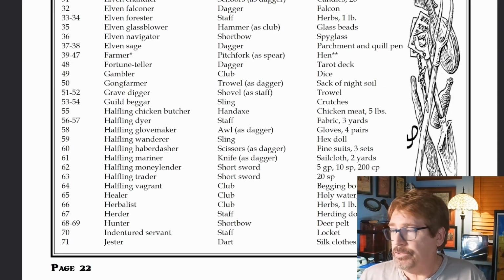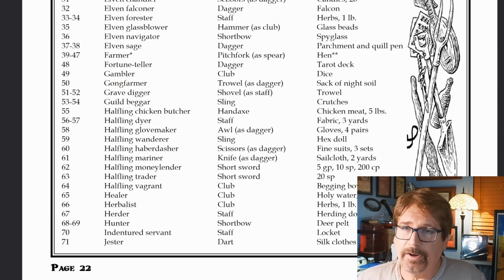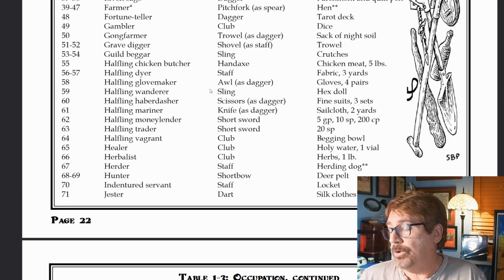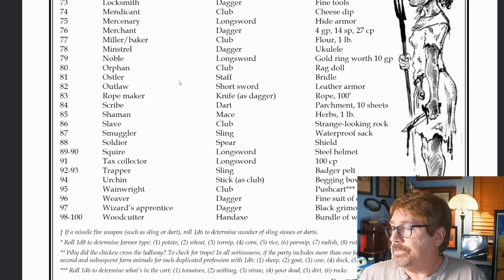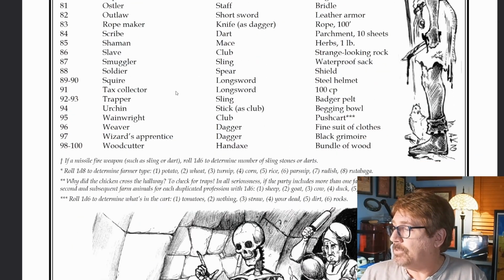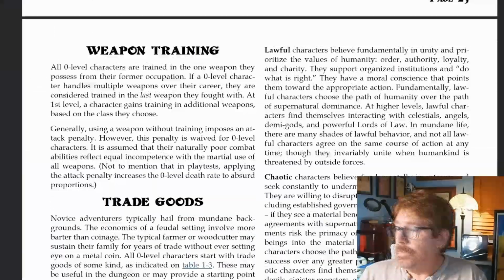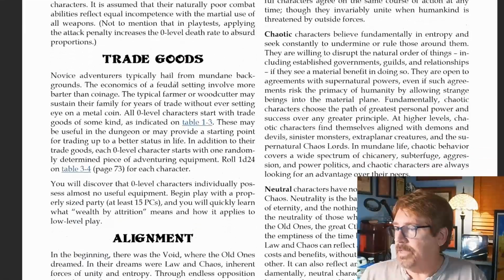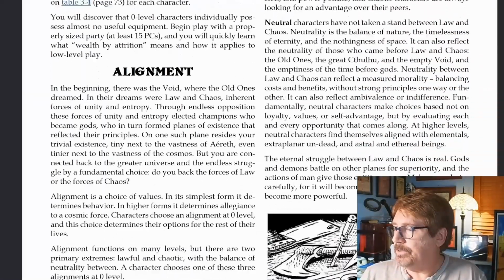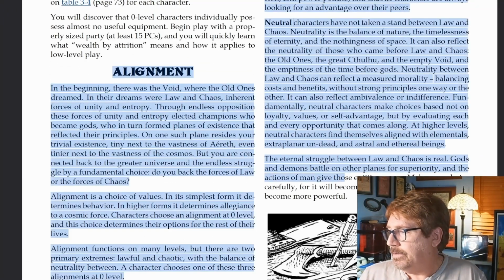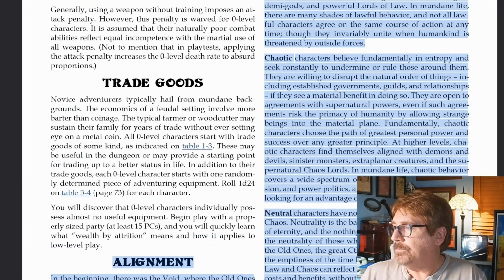I can see why this would be convenient, speeding up creating characters at like a convention or just at home when you're in a hurry. Continued all the way to 100. So it's a big chart with some subcategories. This is fine. Weapon training basically explains how to go from 0 level to 1st level, trading goods, your alignments. Now, alignments are generic here for this rule system.